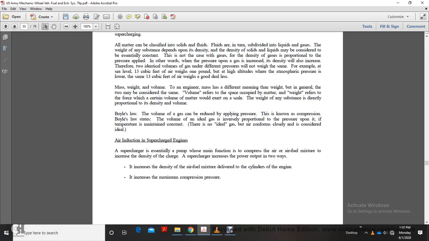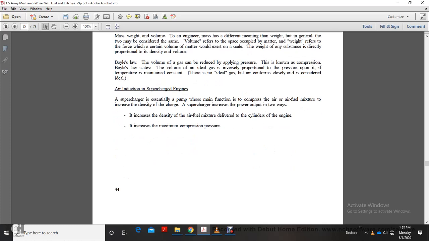Air induction into the supercharged engine. The supercharger is essentially a pump whose function is to compress the air or air-fuel mixture to increase the density of the charge. The supercharger increases the power output in two ways: it increases the density of the air-fuel mixture delivered to the cylinders of the engine, and it increases the maximum compression pressure.